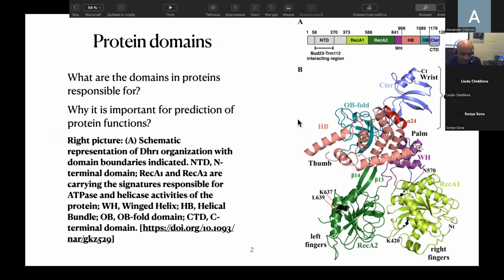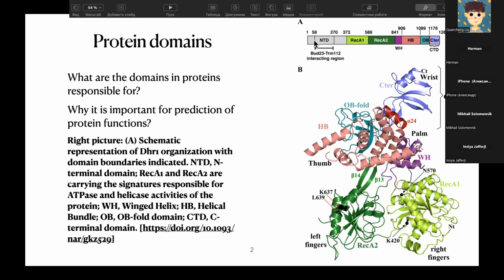protein helicase DHR1, and you can see the protein sequence and the coordinates of each domain, and also the positions of these domains in the structure of the protein. For example, domain reg A2, which is colored dark green, is responsible for helicase activities in this protein. There are many examples of such domain organizations, and this is just one example of it.